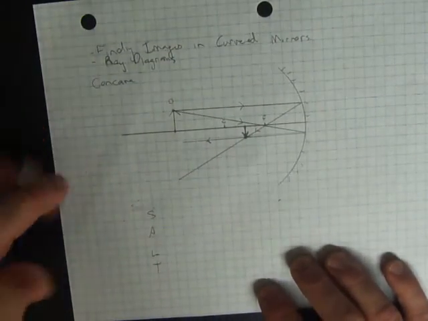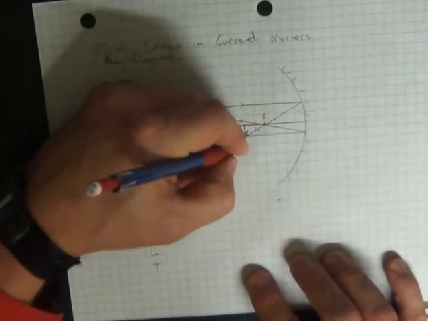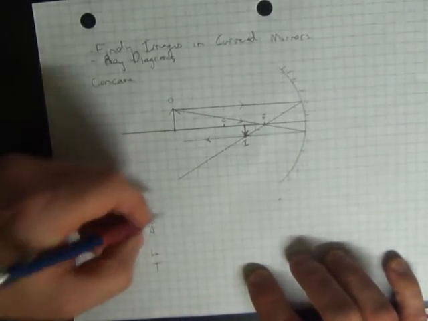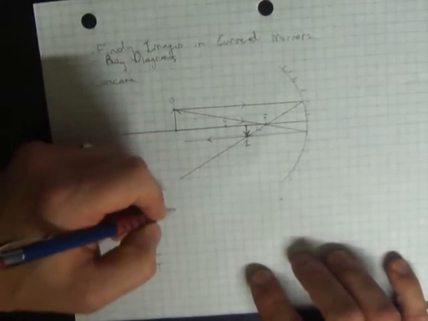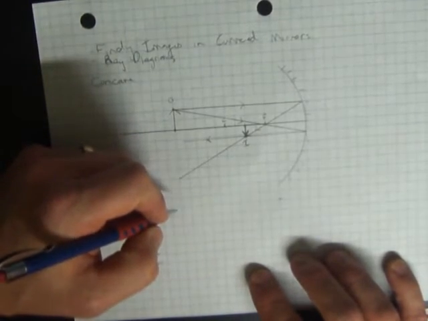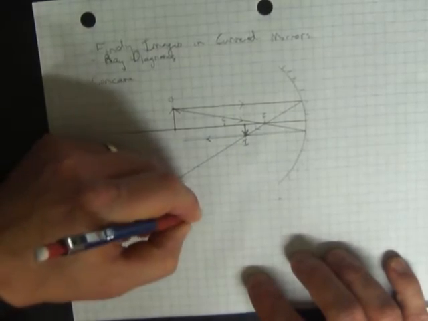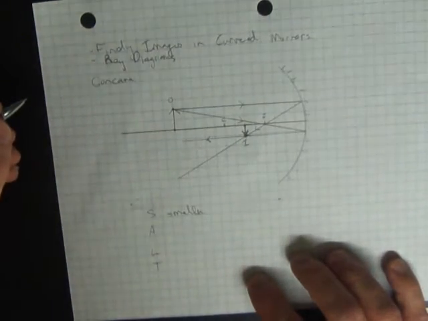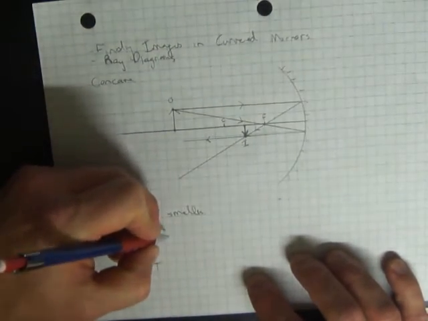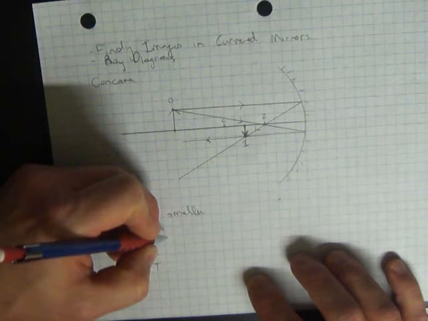What's the size of my image arrow? I've just put an I there. Compared to the size of my object arrow. Yeah, smaller. I heard some whispering out there. Smaller. That's correct. It's that simple. Smaller. All right? What's the attitude compared to the object?